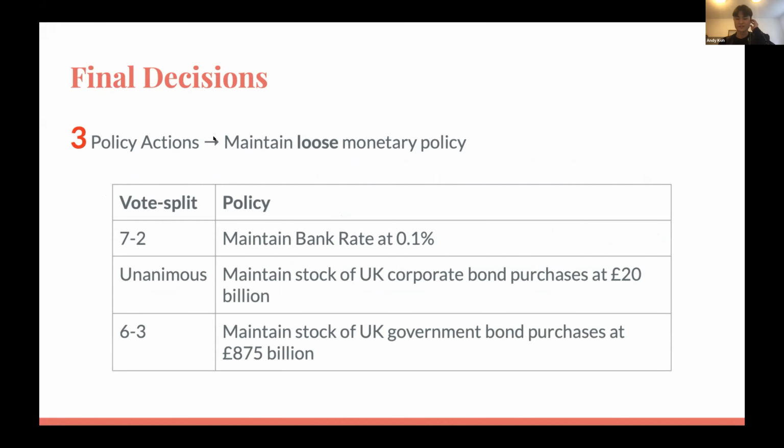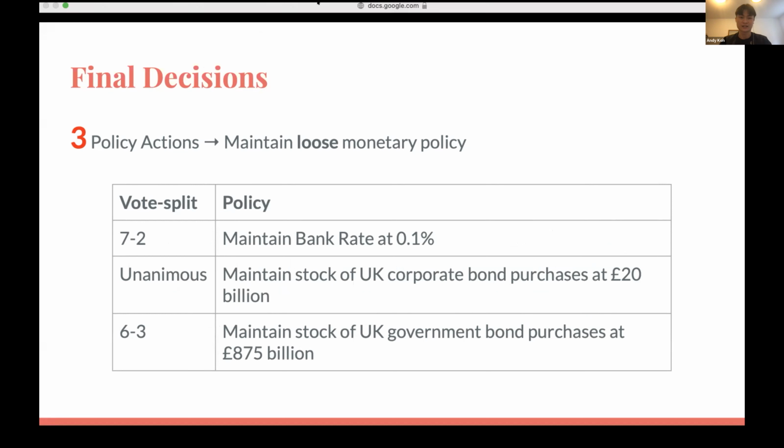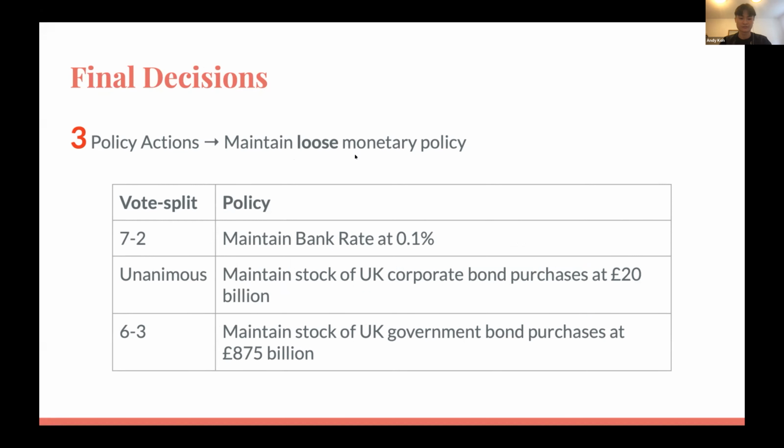Okay, so my teammates have covered the information set and the decision-making process. In this section, I'll be covering final decisions. So there are 2 questions to be answered. Firstly, what policy actions did the MPC decide on? And secondly, what intended outcomes did the MPC think these policy actions would achieve?